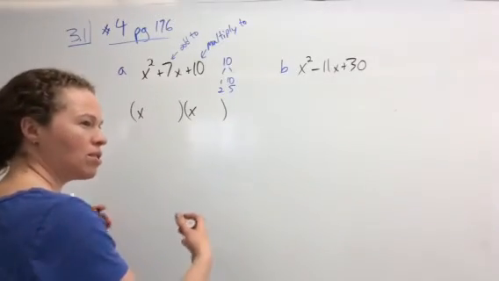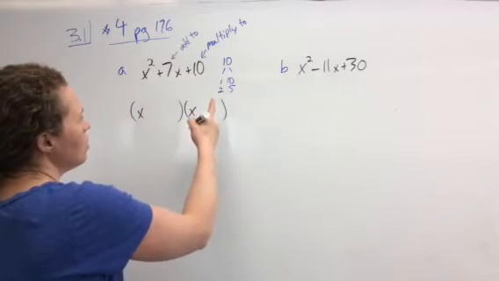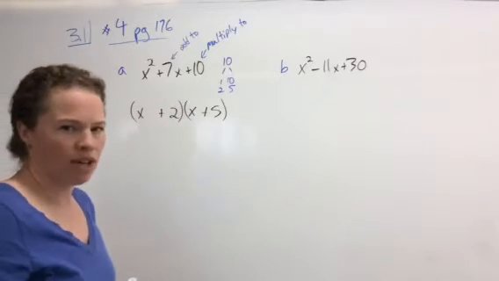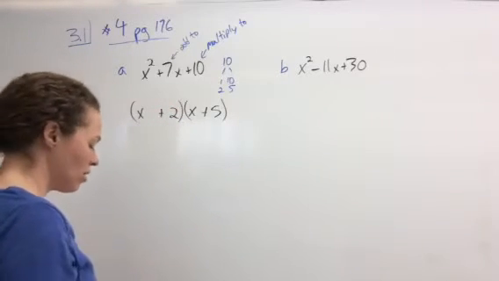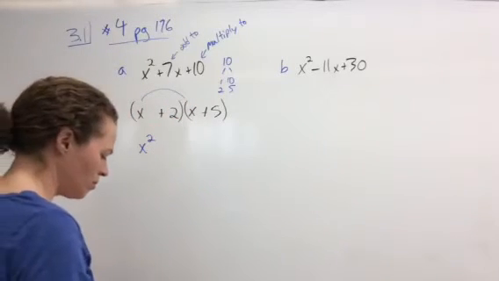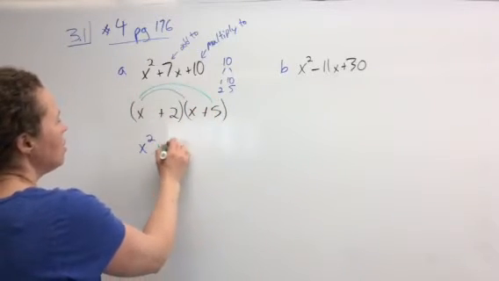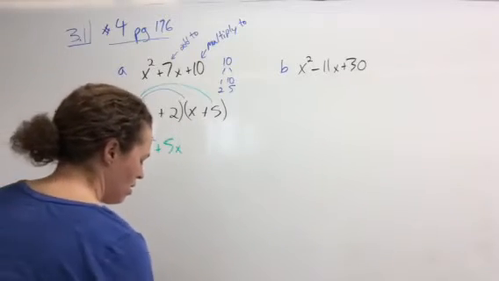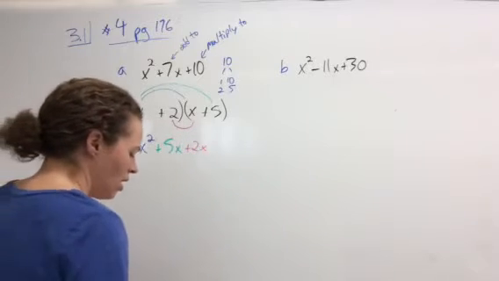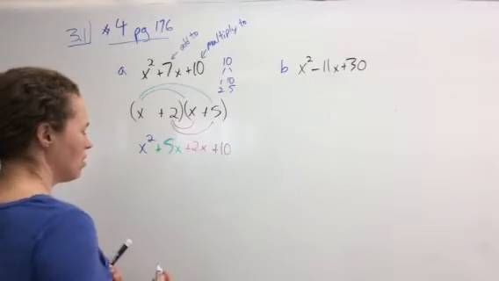You have to think about first, outside, inside, last. How did it get from here to there? So the 2 goes here, the 5 goes here. If I were to FOIL it, I would be going x squared. That's my first. Outside, 5x. Inside, 2x. And last, 2 times 5 is 10.